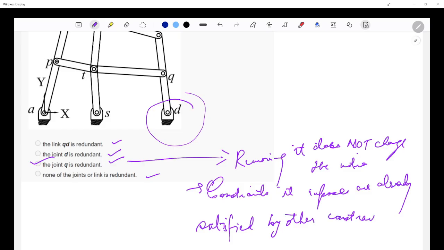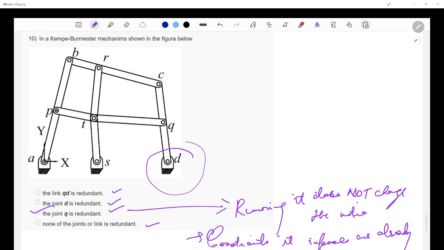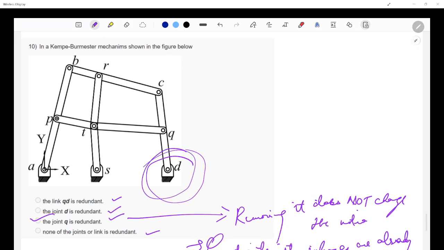Okay, so what happens here? Even if this joint D is removed, the link CD can rotate correctly. Motion of the mechanism is unchanged. Why? Because other links already enforce the same constraint. So constraints at joint D are dependent on other constraints. So the first option is the link QD is redundant. What is QD? This one.